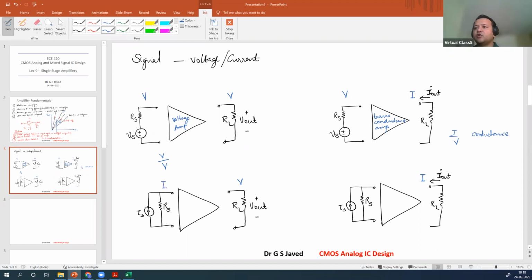So in this case, your input is I. What is this called? This is an impedance. So this is called a transimpedance amplifier. Okay, this is commonly used in optical circuits, and they will be called TIA, optical drivers, or high-speed circuits.